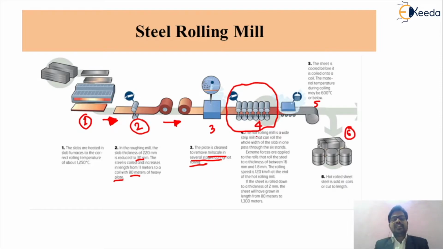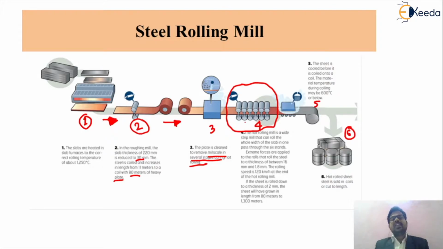In this process, a wide strip of metal is rolled over the whole width of the slab in one pass through six stands. Extreme forces are applied to the rolls, and the steel is rolled to a thickness of between 16 mm and 1.8 mm. The rolling speed is 120 km per hour at the end of the hot rolling mill. If the sheet is rolled down to a thickness of 2 mm, the sheet will have grown in length from 80 meters to 1300 meters.